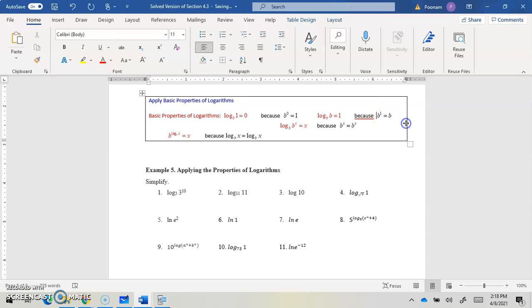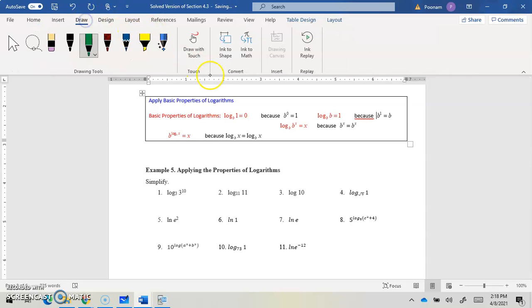Next, we have some basic properties of log. We know that b raised to power 0 is always equal to 1. Using that, we have the property that log of 1 is always 0, it does not matter what the base is. It's a very important basic property of logs. Log of 1 is always 0.